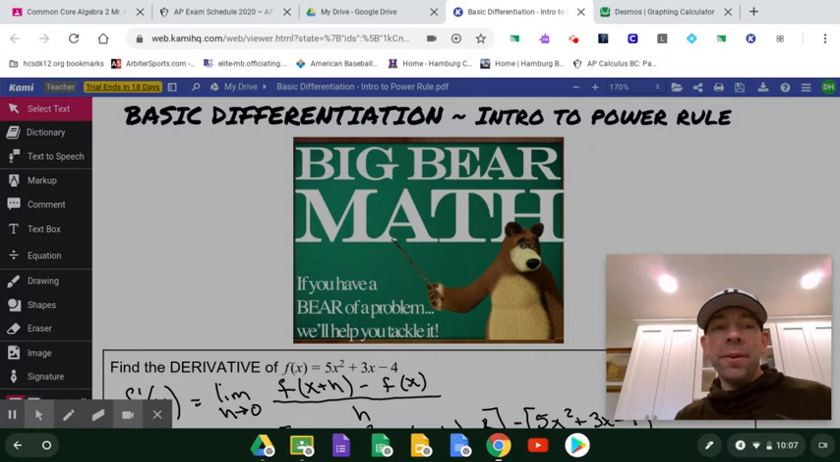We couldn't be happier that you're with us here today to tackle this crazy topic. So we're getting into basic differentiation rules. It's just a fancy way of saying we're going to derive this function. We're going to find its instantaneous slope. Today we're going to focus on introducing you to the power rule.